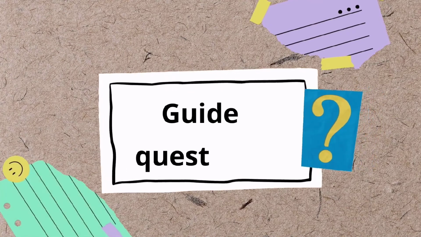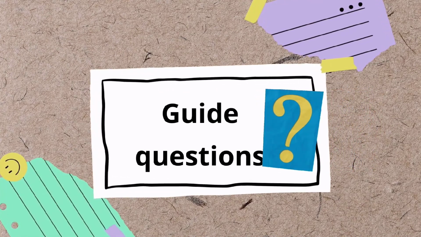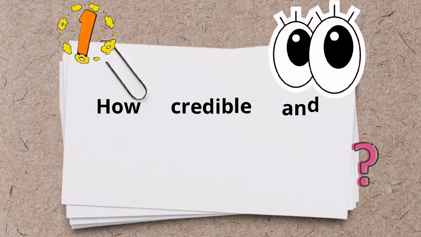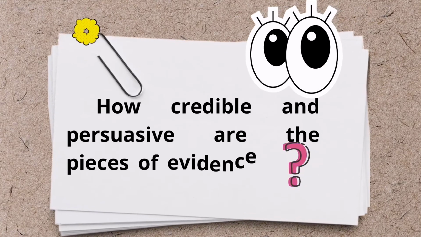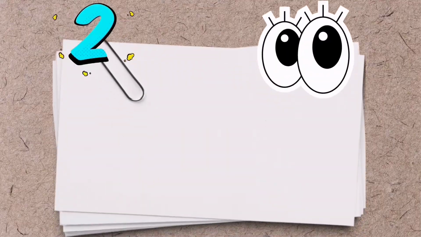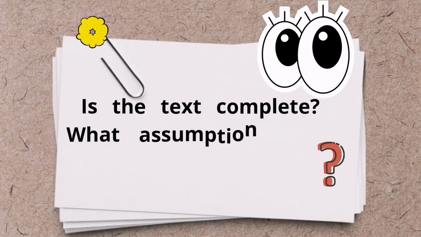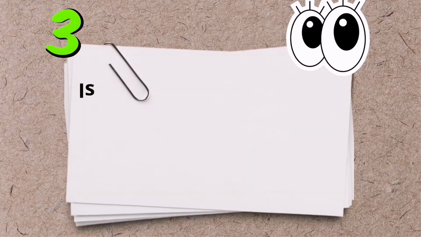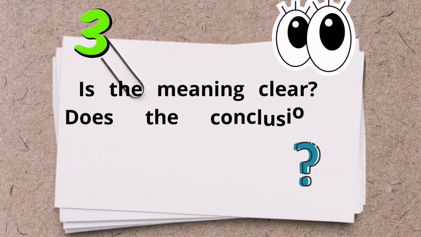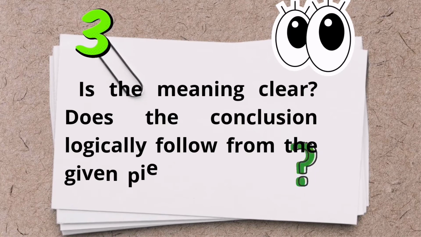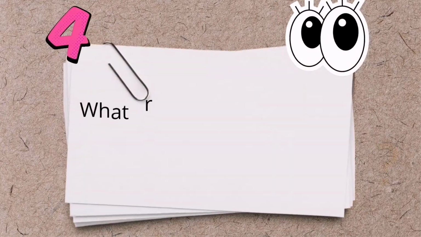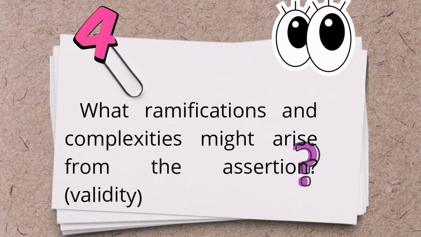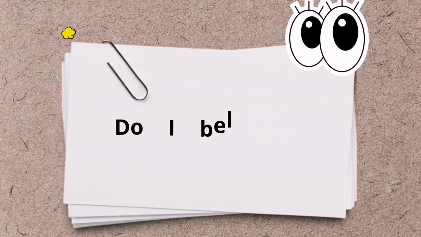To guide you on how to analyze arguments, you may consider the following questions after reading a manifesto. First, how credible and persuasive are the pieces of evidence given? Second, is the text complete? What assumptions are stated and not stated? Third, is the meaning clear? Does the conclusion logically follow from the given pieces of evidence? Fourth, what ramifications and complexities might arise from the assertion? And the last one is, do I believe the premises?